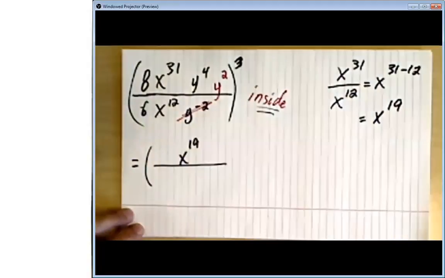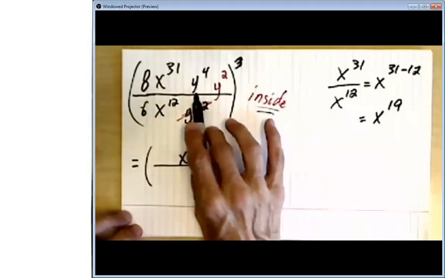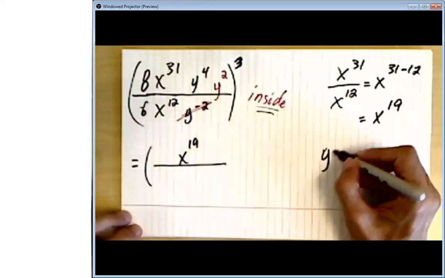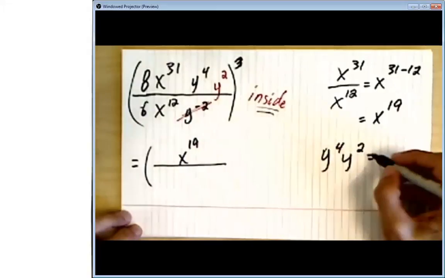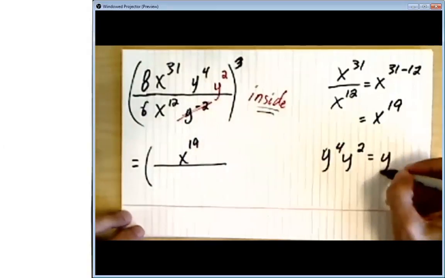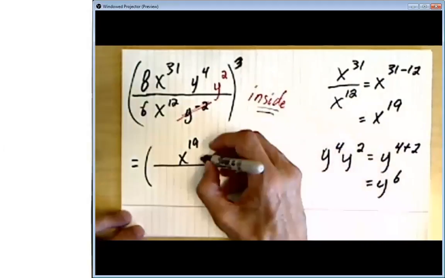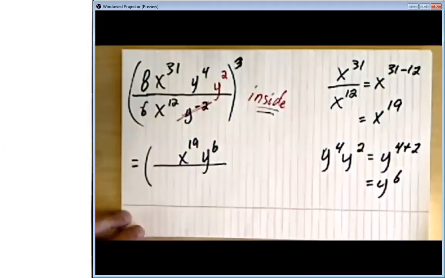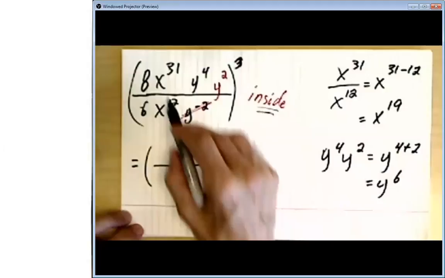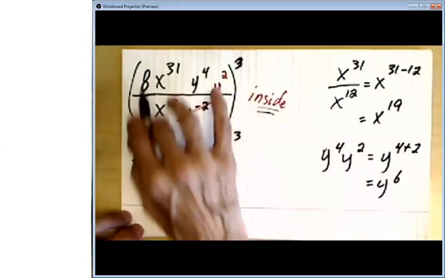Not bad. Okay, let's do the y's next. I'm doing it off to the side more as a teaching thing. You can do this in your brain if you remember, of course. Save some paper, and it gets done faster. So y to the 6 over there. The x's are done, the y's are done. That 3's on the outside still, and we have 8 over 6 to deal with.